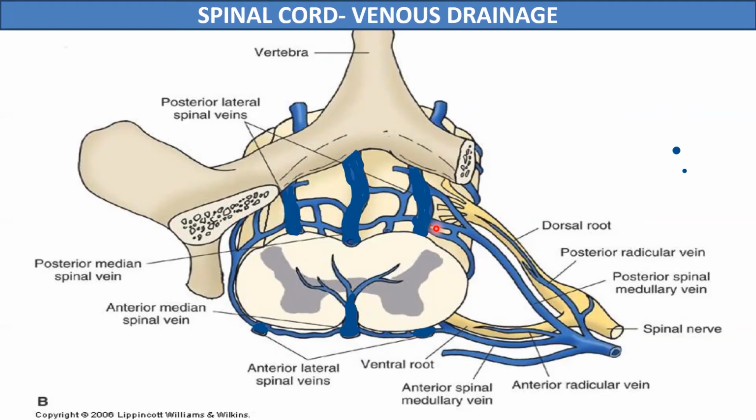And through these intervertebral veins, they drain into various segmental veins and also into the vertebral veins and deep cervical veins. So this is about the venous drainage of the spinal cord, which is in the form of 6 longitudinal venous channels around the spinal cord, which communicate with the internal vertebral venous plexus and intervertebral veins. So this is about the arterial and the venous drainage of the spinal cord.